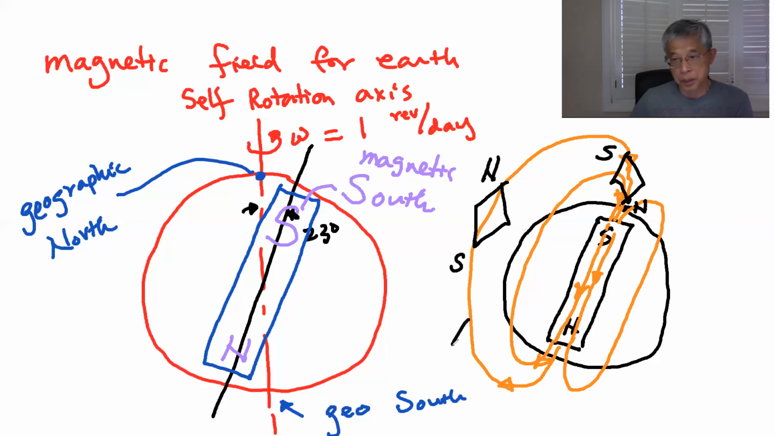Same thing here. This will be north, and this will be south. And if you put it there, this will be south. So south and north attract each other, and this will be north. Okay, so that's the magnet and magnetic field line, and also the magnetic field for the Earth.